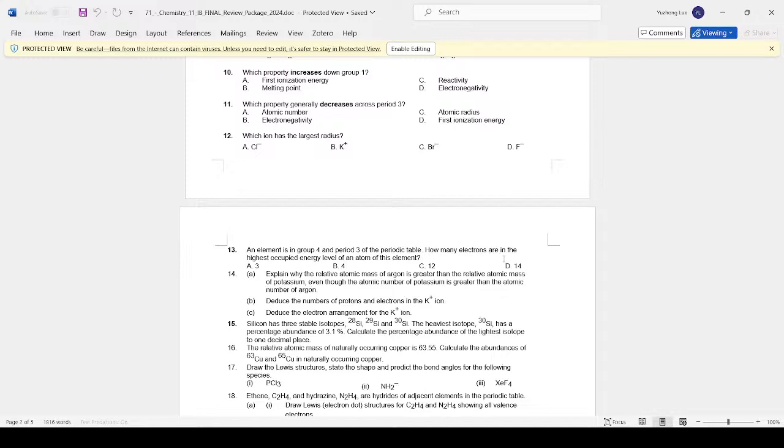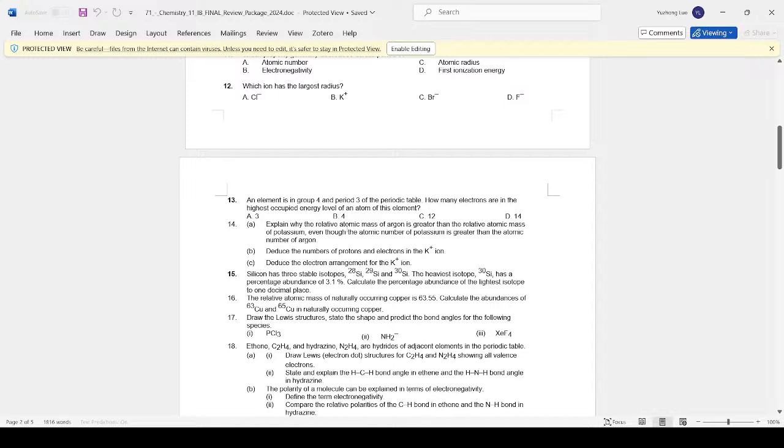Period 3. So it should just be group 4. Oh, so it should just be 4 then. Yeah. Why is the relative atomic mass of argon greater than the relative atomic mass of potassium, even though the atomic number of potassium is greater than the atomic number of argon? Because potassium is bigger than argon.